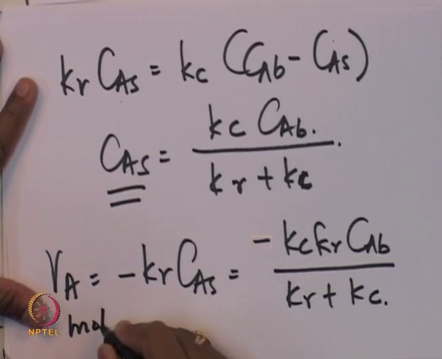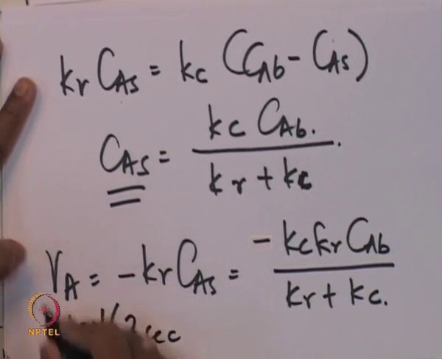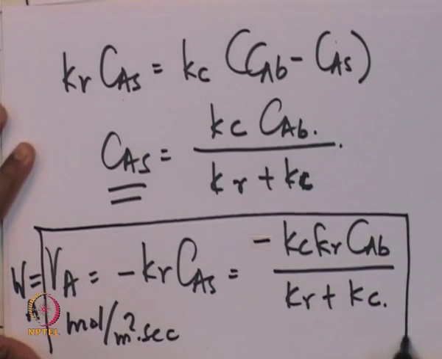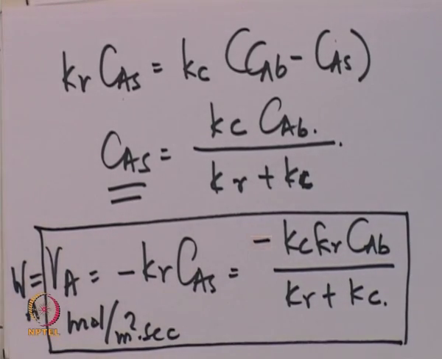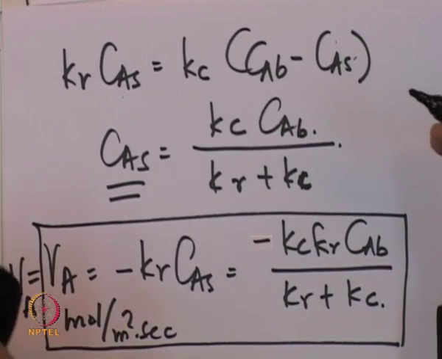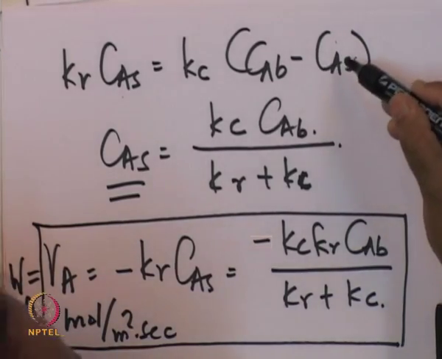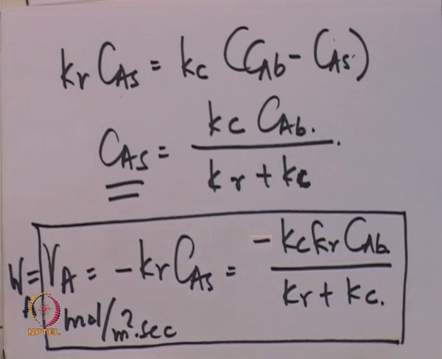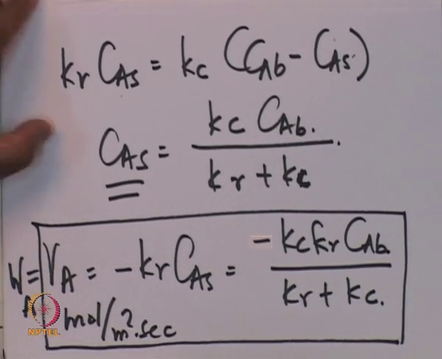And what is the unit here? Again, do not forget, moles per meter square per second, which is the same as WA. So, this is my rate equation. Look at this rate equation. This is again something similar to what we got for the adsorption desorption case. Of course, the expression does not look similar, but the procedure is quite similar: I eliminated the concentration at the interface, at the external surface, and I have got this final expression in terms of bulk concentration, which I am able to measure. So, again, similar to what we discussed before.